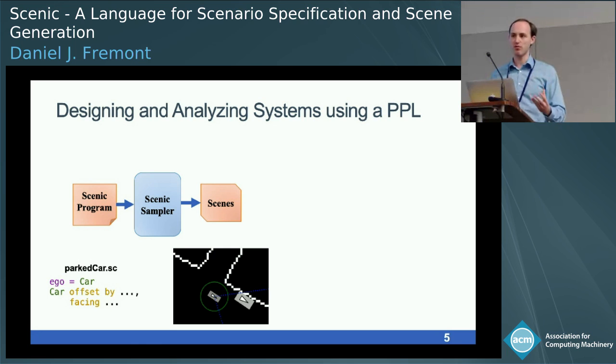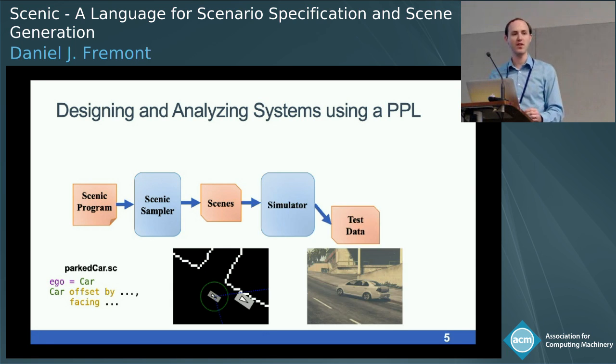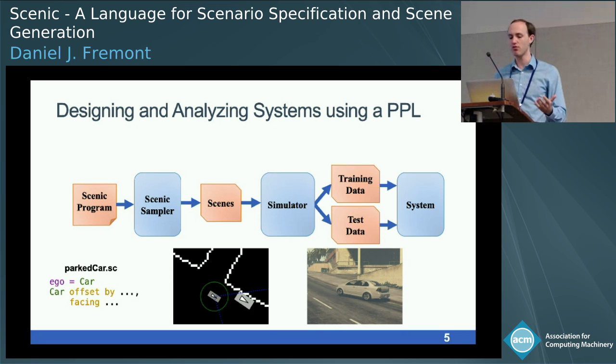And if you sample from that distribution, you get scenes, these high-level descriptions, which you can then put into a simulator to generate the actual data. Here, as I'll talk about later, we're using a video game to get images, but you could get LiDAR data or whatever sort of data you need, and then use that to test your system. Or if your system uses machine learning, you could use the same idea to generate training data, maybe to augment some gap in an existing training set that was obtained from real-world data.